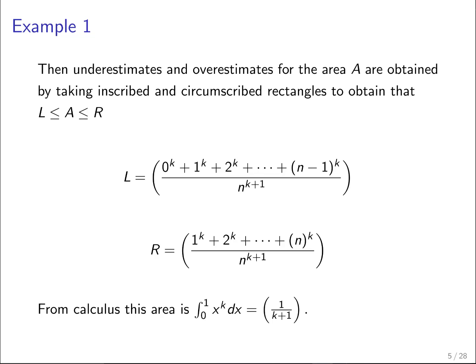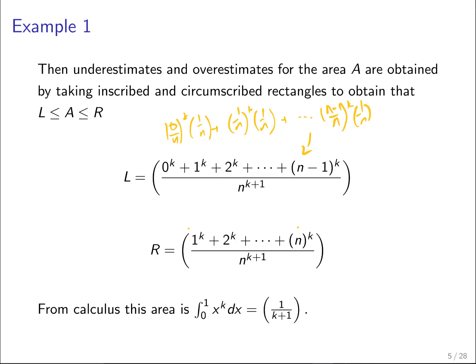And so L would be (0 to the k plus 1 to the k up to (n minus 1) to the k) over n times n to the k plus 1, right? Because this would be (0 over n) to the k times 1 over n plus (1 over n) to the k times 1 over n, and etc., up to ((n minus 1) over n) to the k times 1 over n. And so that turns into this. On the right hand side, we do the same thing, except we start with 1 and end with n. And we know the area's got to be between these two.